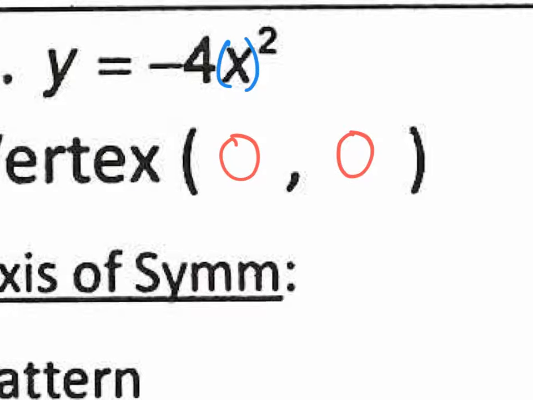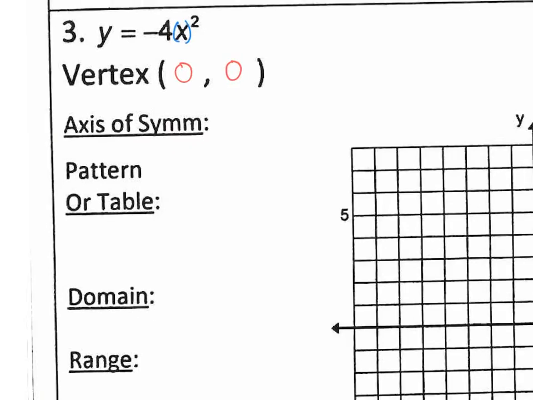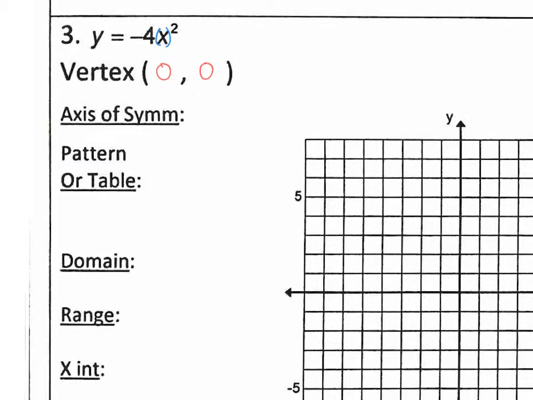There's nothing being added or subtracted at the very end, so the vertex is 0, 0, and you get a point for that. If you graph 0, 0, it'll be right here at the origin. You draw your axis of symmetry, so the line going right through that vertex value. And the axis of symmetry equation is what? X equals 0. X equals the x value of your vertex, which is definitely 0.